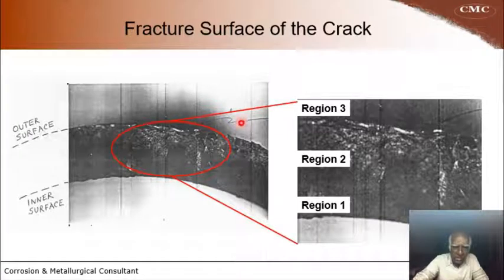This is divided, the cross section, the wall cross section, as seen from above on the fractured surface, is divided into three regions. Region 1, very close to the inside surface. Region 2, somewhere in between, and region 3 corresponds to the outside surface. You can see the difference in appearance.